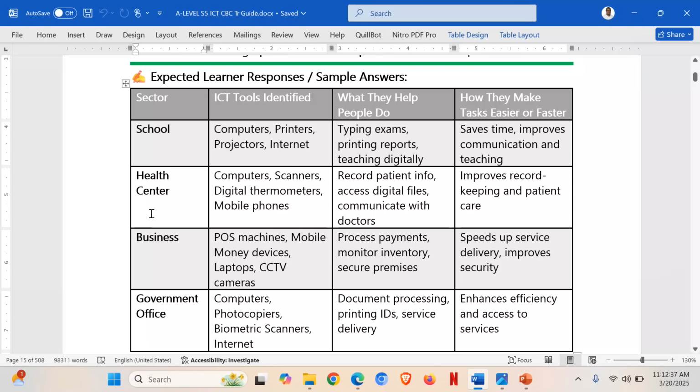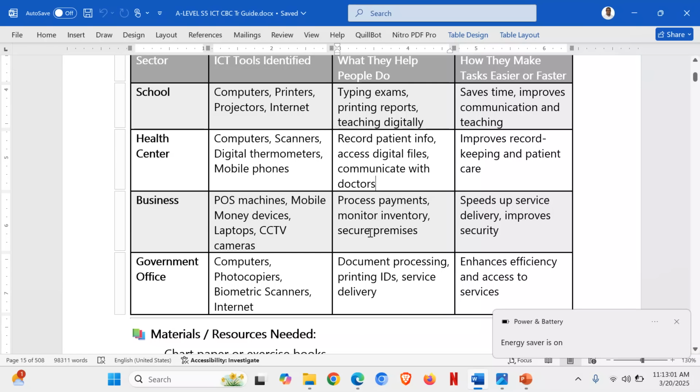How about in health? Computers, scanners, digital thermometers, microphones. Those are the ICT tools identified. What they help people do: record patient information, access digital files, communicate with doctors, improves record keeping and patient care. How about in business? Like that.